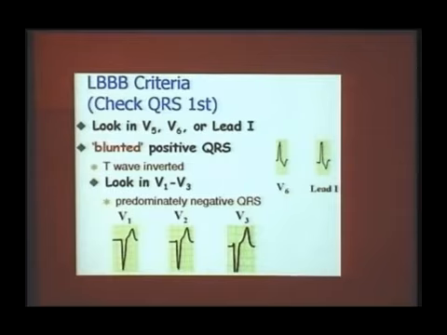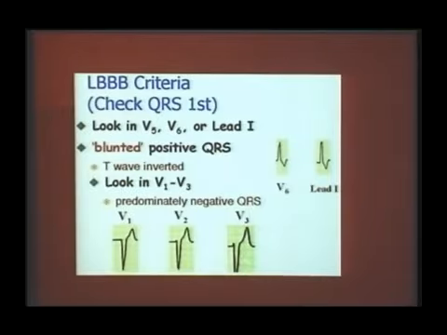Because L1 is going to mimic V5, V6. Left-sided leads will tell you whether the terminal vector is coming towards the left or going towards the right. So V5, V6 is going to tell you what vector it is. So by looking at L1 itself, we can say whether it is a left bundle branch block or a right bundle branch block. So this is the left bundle branch block criteria. So now look at the ECG.